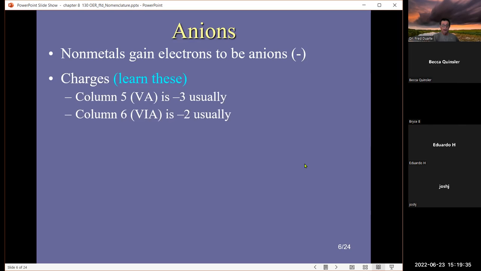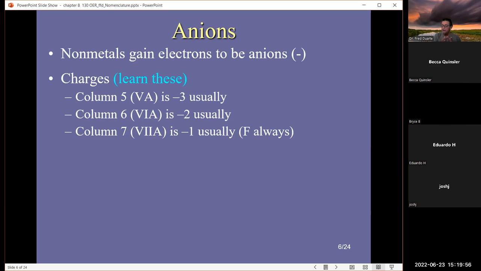Nonmetals, as we stated, gain electrons. So group 5, we end up with a -3, -2 for group 6, and -1 for group 7. Not only that, the name changes, okay, when they become anions. So sulfur becomes sulfide. Oxygen becomes oxide.